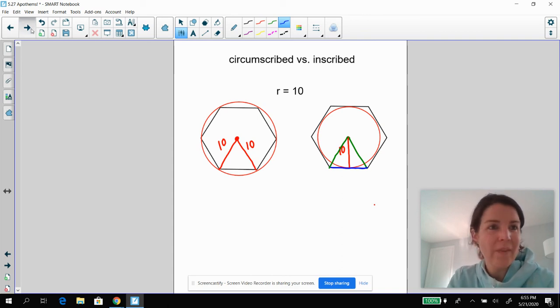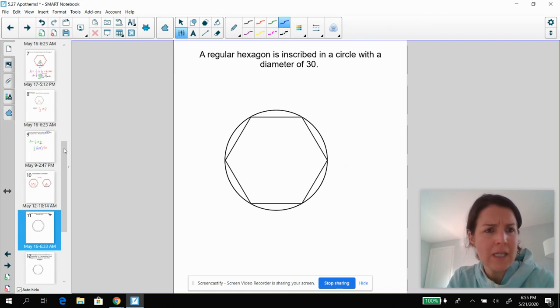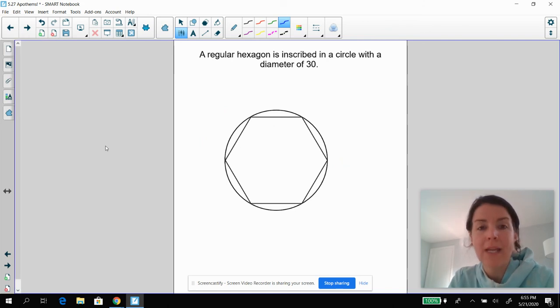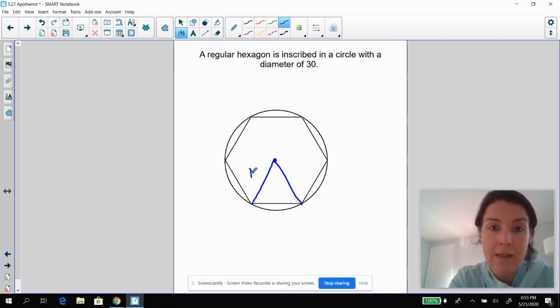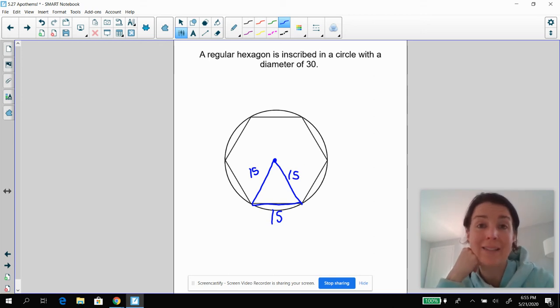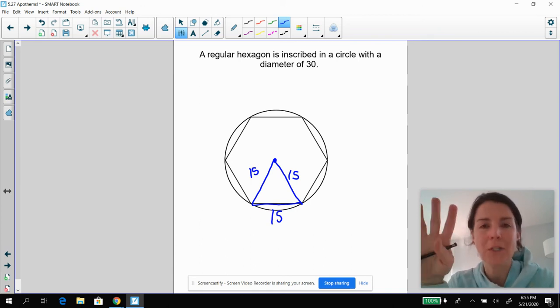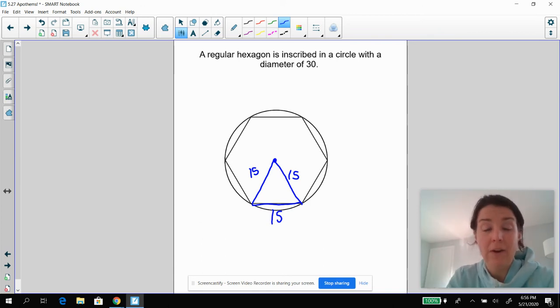All right. So let's look at these last two problems. So let's say I give you this guy. A regular hexagon is inscribed in a circle with a diameter of 30. So if the diameter is 30, that means my radius is 15. And so my setup would look something like this. And if you know it's a regular hexagon, you know you're dealing here with an equilateral triangle, which is kind of nice. It gets a little bit more complicated when it's not a hexagon, but don't worry too much about those. A little trig is involved, but don't worry too much. And then you can find your area from here.